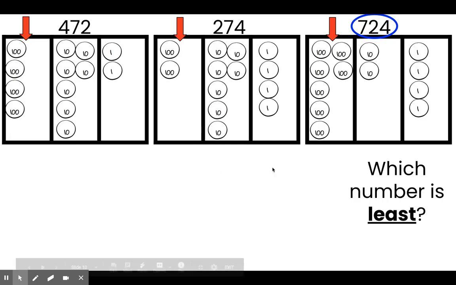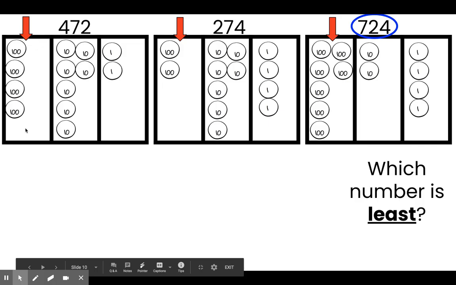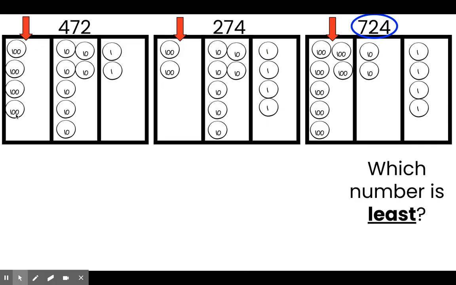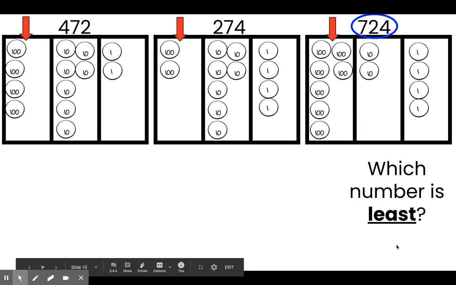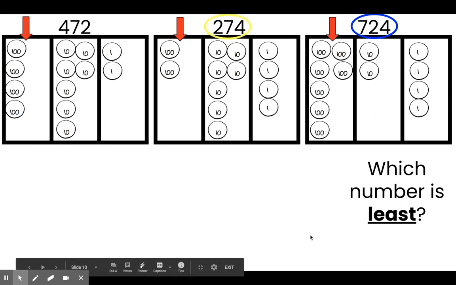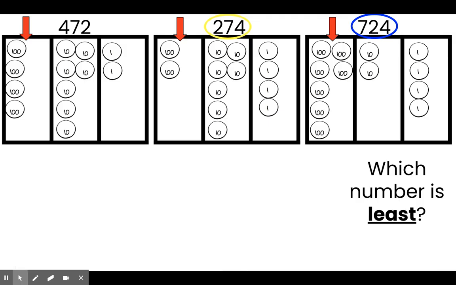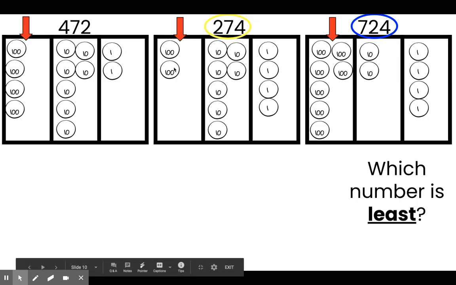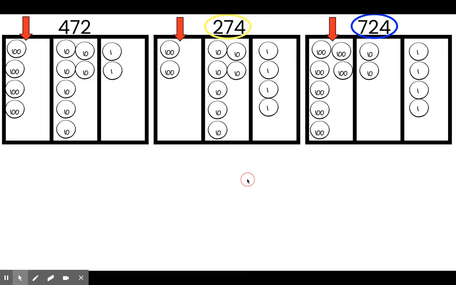Let's take a look at our units again, starting with our hundreds. 472 had 4 groups of 100. 274 had 2 groups of 100. And 724 had 7 groups of 100. We know that 724 is the greatest. We're looking for the least, or the number with the smallest value. That means we want the number that has the smallest amount of hundreds. Were you able to figure out that 274 was the number with the least value? Because it has the fewest groups of 100, 274 has the least amount of value.